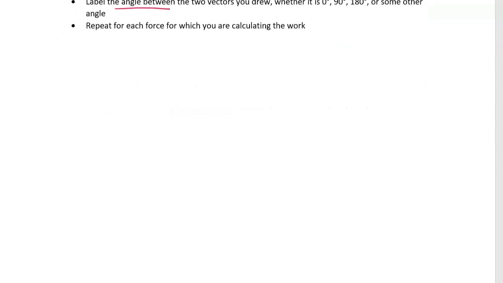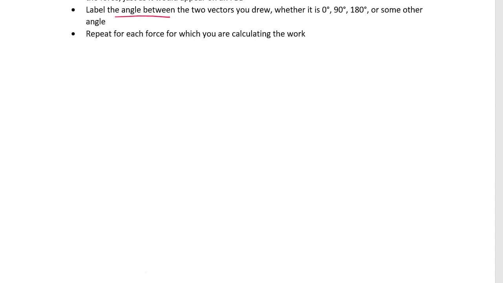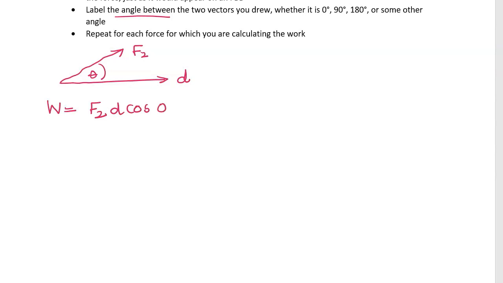So I'm going to draw work diagrams for our example. So let's start by drawing the displacement vector. The object is moving to the right, so displacement vector is to the right. And then force F2 is applied at an angle theta degrees above the horizontal. So the work is equal to F2 times the displacement D times cosine theta. And F2 and D are just magnitudes.